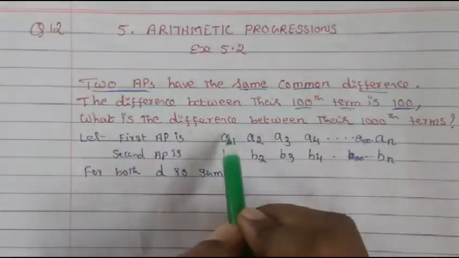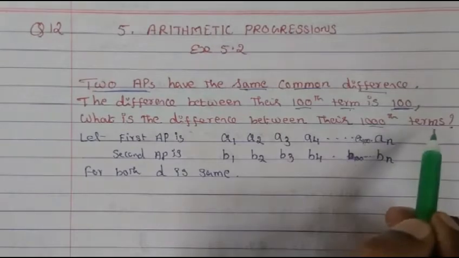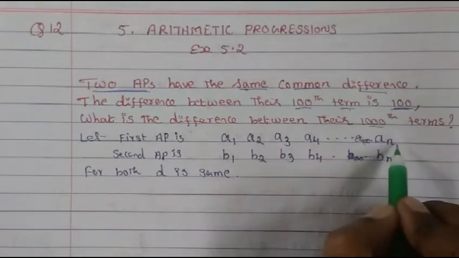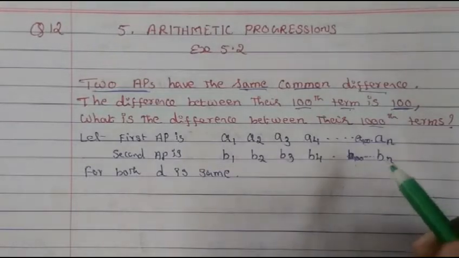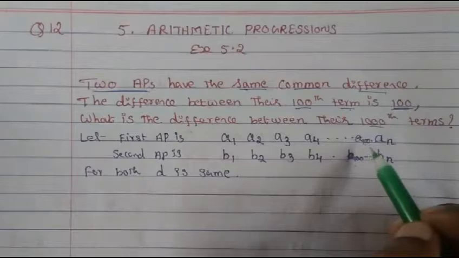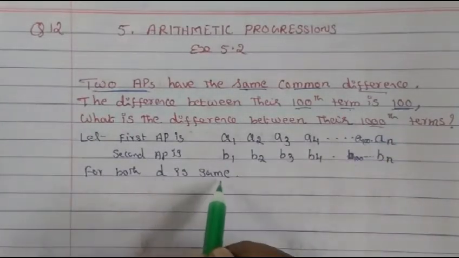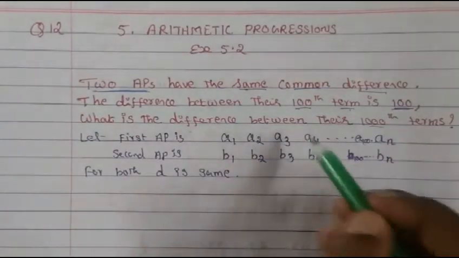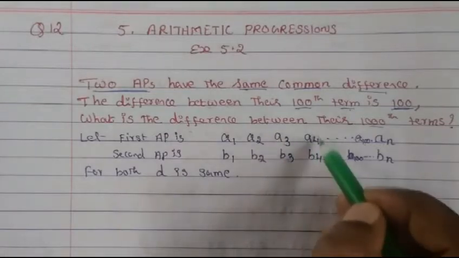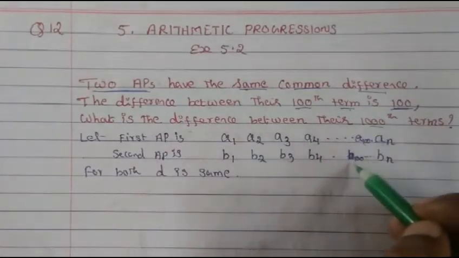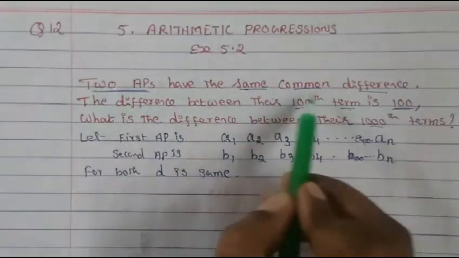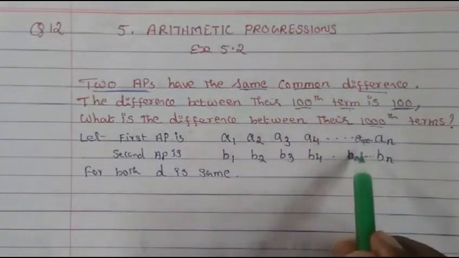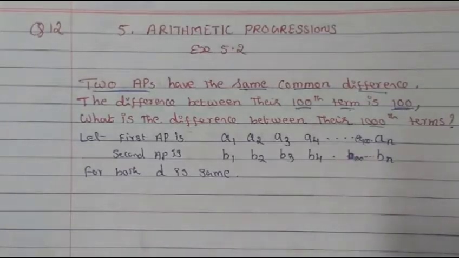Then what is the difference between their 1000th terms? So we can understand here, it is already said that D is the same for both the APs. So the difference between these two is 100. Then what will be the difference between the 1000th terms they are asking? Since it's already said they have the same common difference, if the difference here is 100, then here also it will be 100 only.